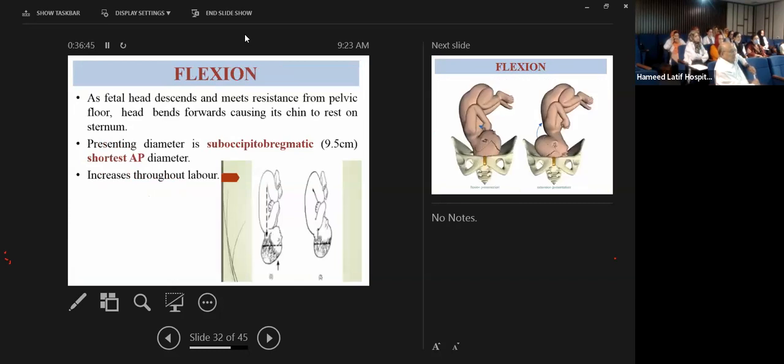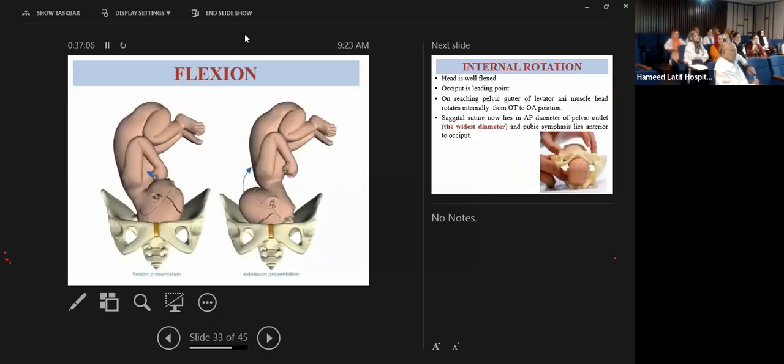Flexion. As the head descends and meets the resistance from the pelvic floor, the head bends forward, causing its chin to rest on the sternum. The presenting diameter here is suboccipitobregmatic, which is 9.5 centimeters, the shortest anterior-posterior diameter. Flexion increases throughout labor. You can see the flexion has occurred. It is flexion.